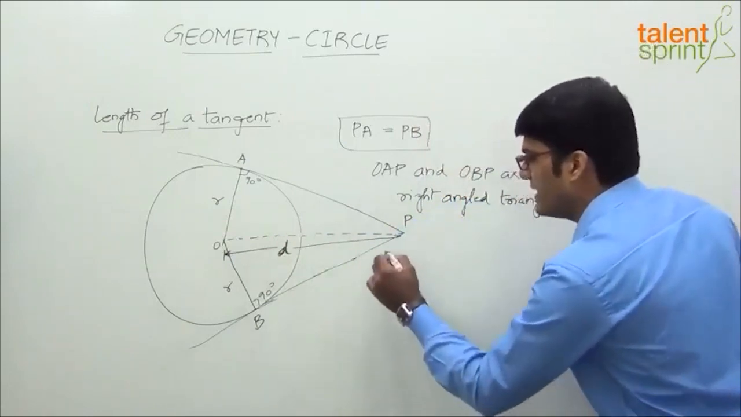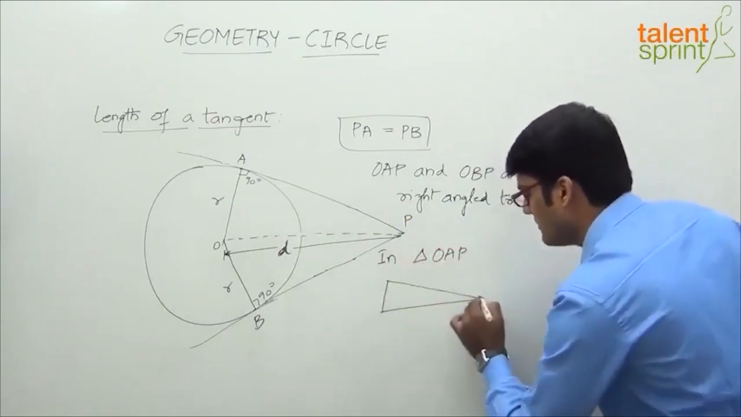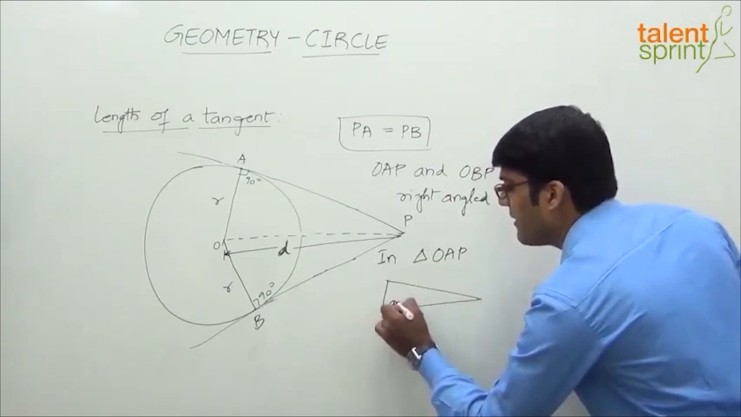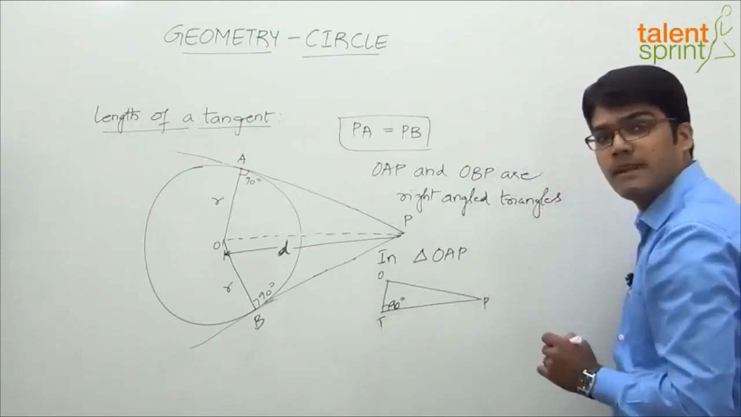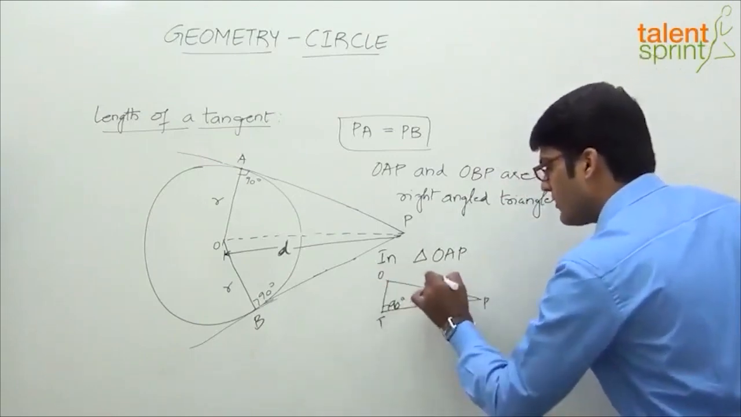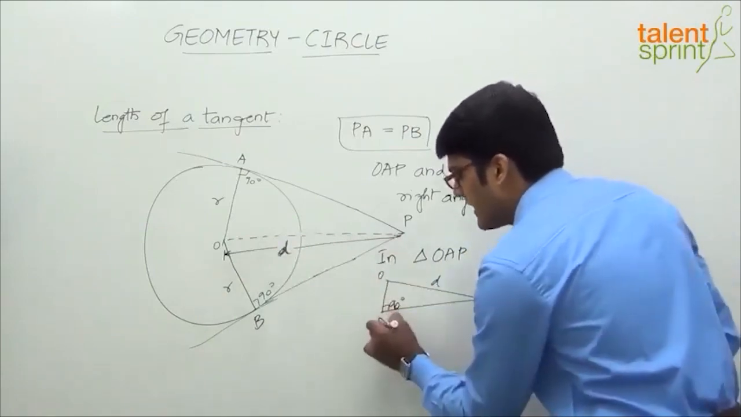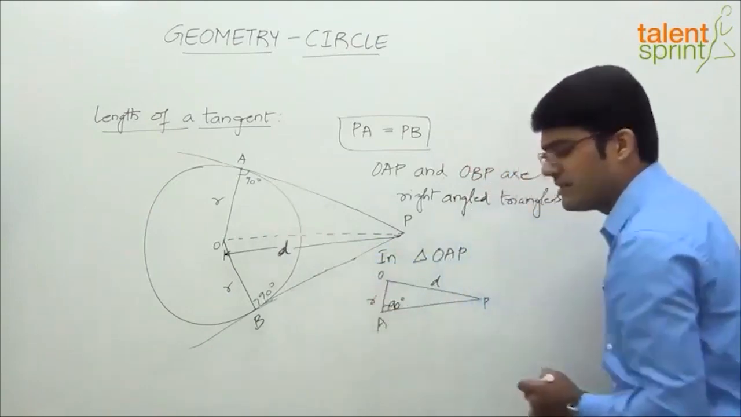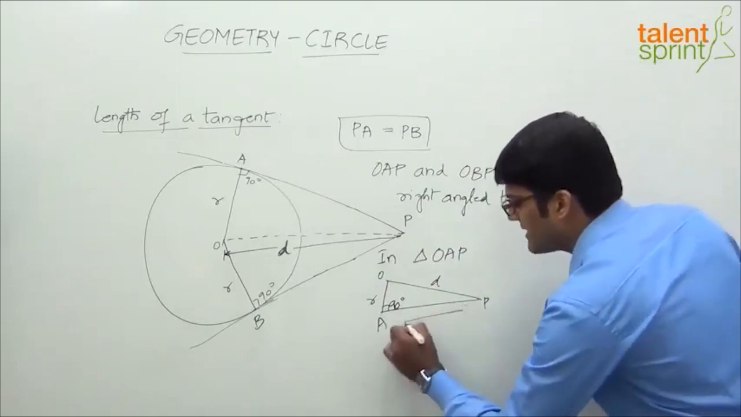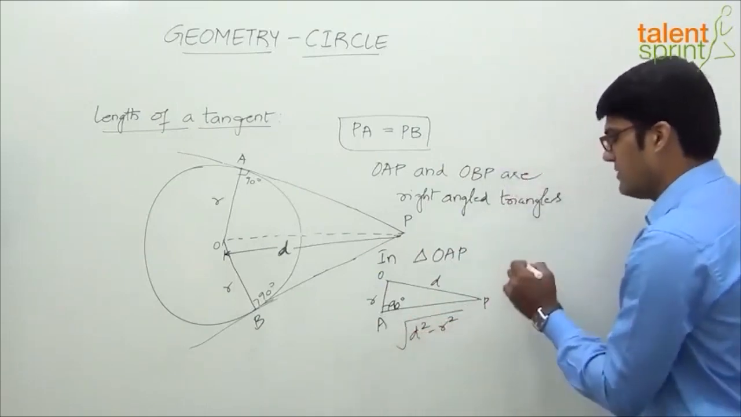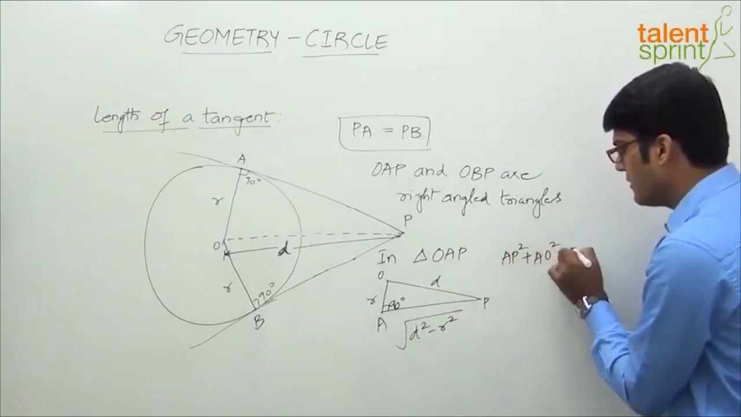So if I take one of them, let's say the triangle OAP, what do you see? This is what is formed there, a right angle at the point of contact, which is A. This is the center O, and this is the point P. Now we know that OP is equal to D. We have already considered this length as D, and OA is the radius R. So by the application of the Pythagoras theorem, can we find out what PA is? Yes. What will be PA? Root over D squared minus R squared. We know that AP squared plus AO squared will be equal to PO squared.